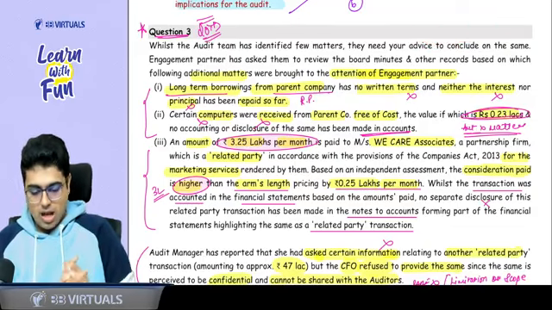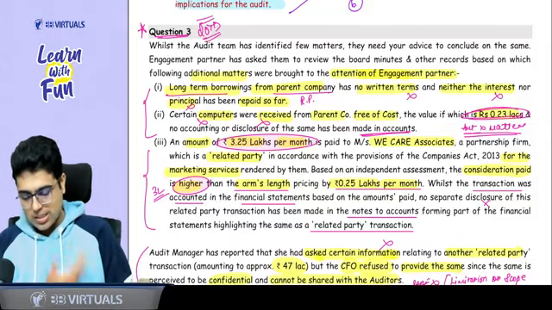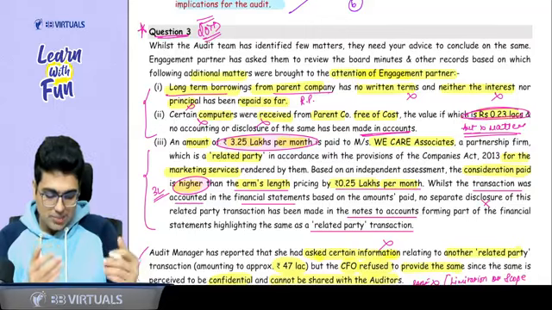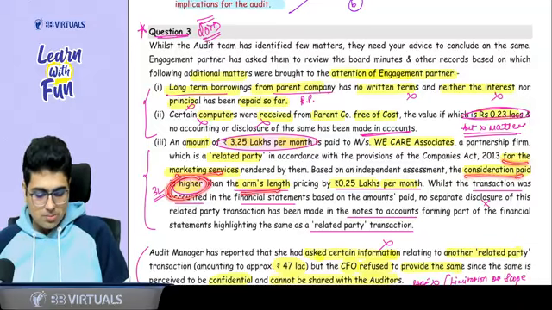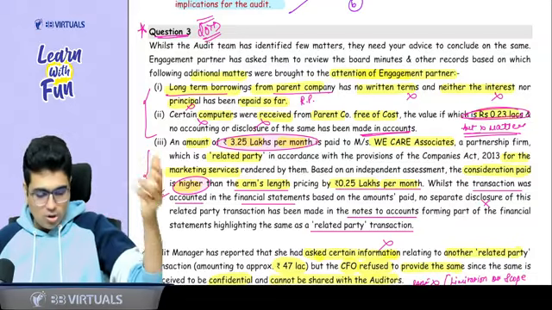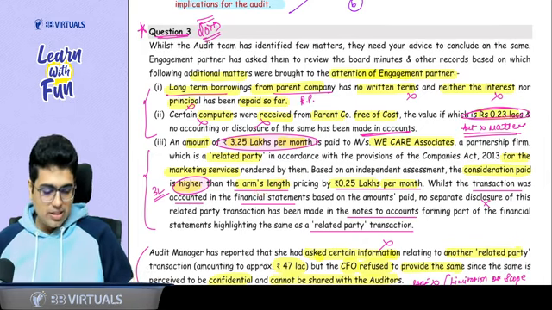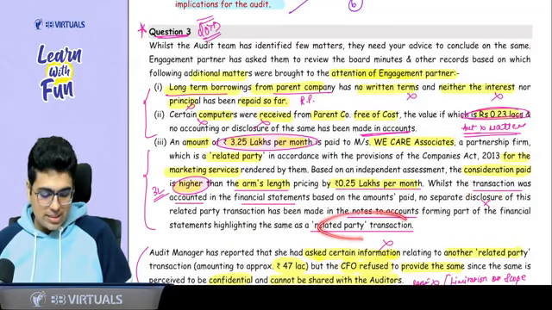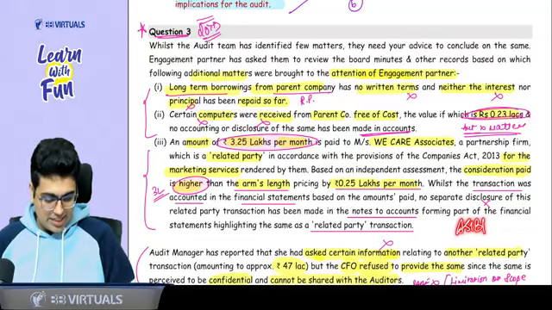Next point. Amount of 3.25 lakhs per month is paid to WeCare Associate, which is a partnership firm, which is a related party. They have already mentioned in the question, for some marketing services. Consideration is higher than the arm's length price by 0.25 lakh rupees. So again, it is a related party transaction outside normal course of business. While the transaction is accounted in financial statement, no disclosure is given as a related party transaction. Should it be disclosed? Yes. Again, as per AS 18 and Ind AS 24.